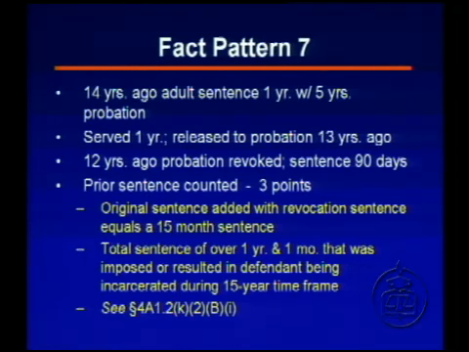The defendant served his 1 year of imprisonment and was released to probation 13 years ago. Now 12 years ago, that defendant's probation was revoked and the defendant was sentenced to 90 days. So initially, this sentence would have been a 2-point sentence and would have been too old to score for purposes of criminal history. But because of that revocation and adding that revocation time onto the initial sentence, we now have what is essentially a 15-month sentence.